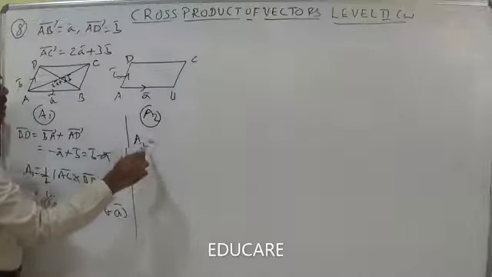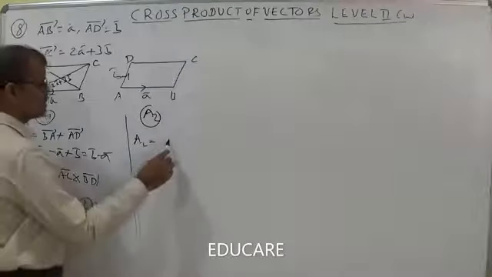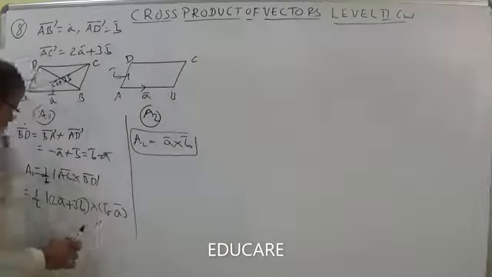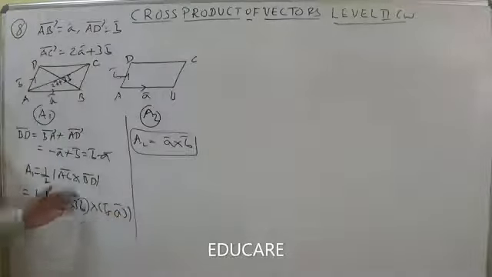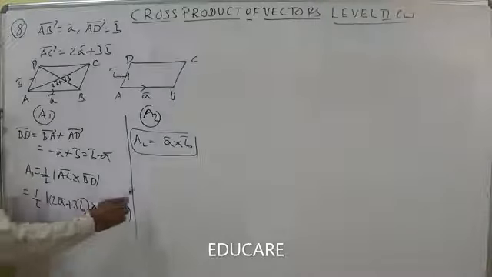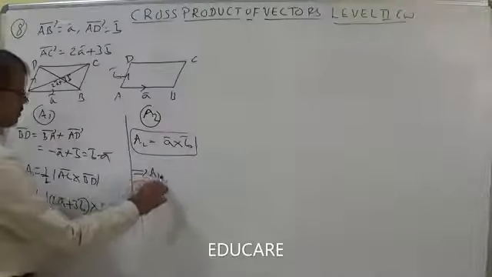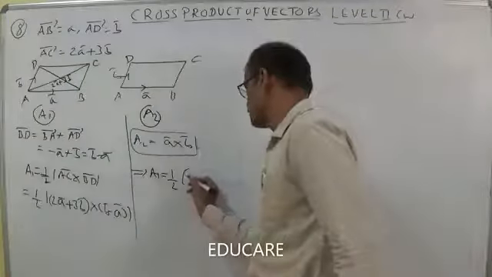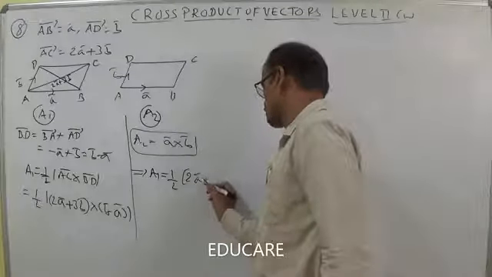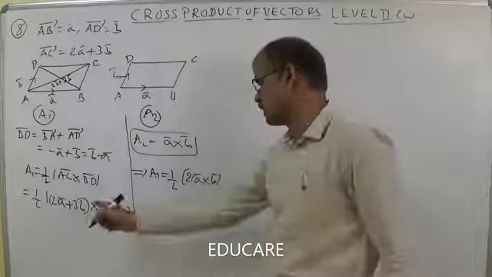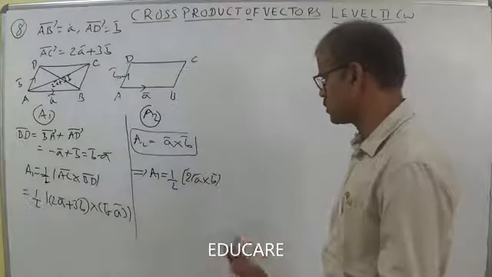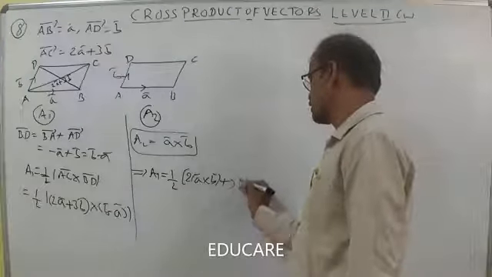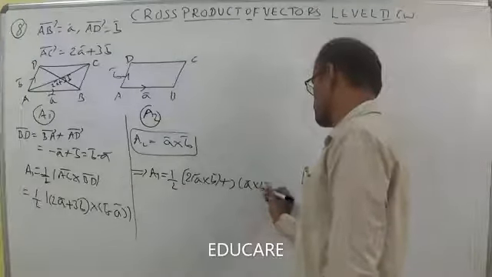Simply, the area of a parallelogram having adjacent sides is given by the formula A bar cross B bar. So no need to calculate here. You should get the answer A1 in terms of A2. That implies A1 is 1 by 2 into 2A cross B: 2 into A cross B, minus A cross A, don't write, B cross B also no need to write, minus 3 into B cross A. Minus 3 into B cross A I am writing as plus 3 into A cross B.